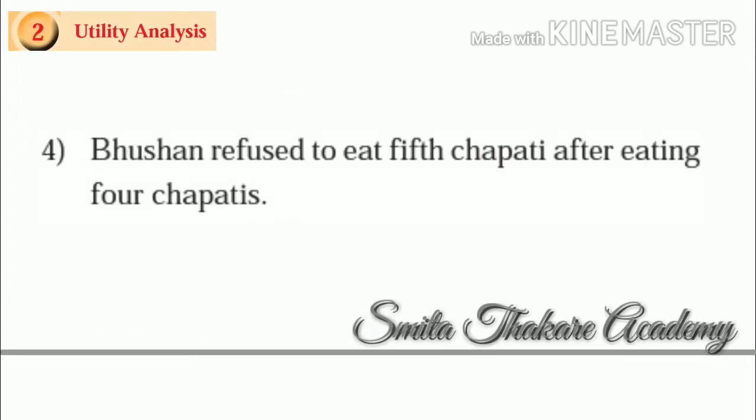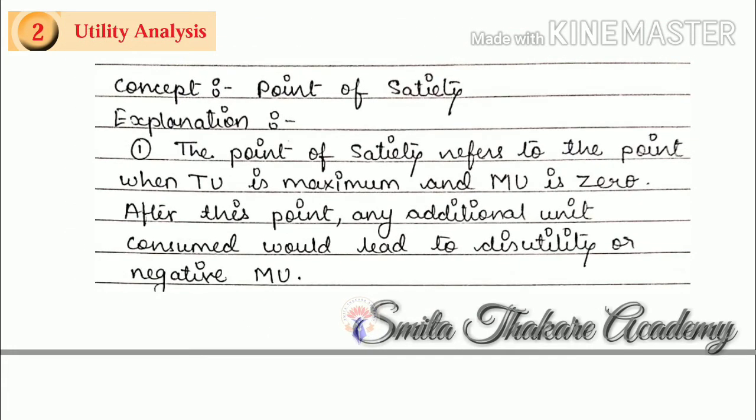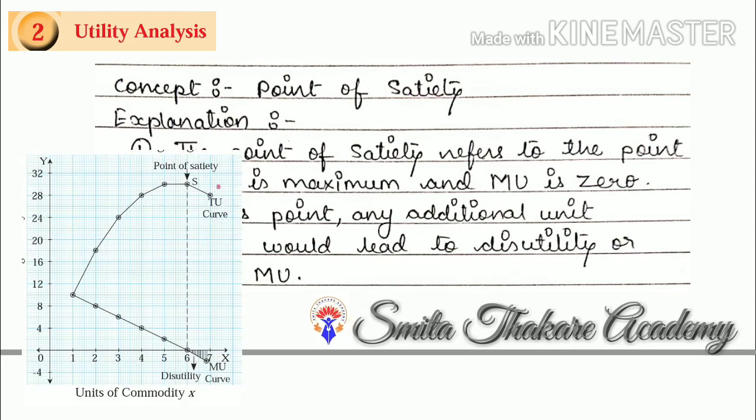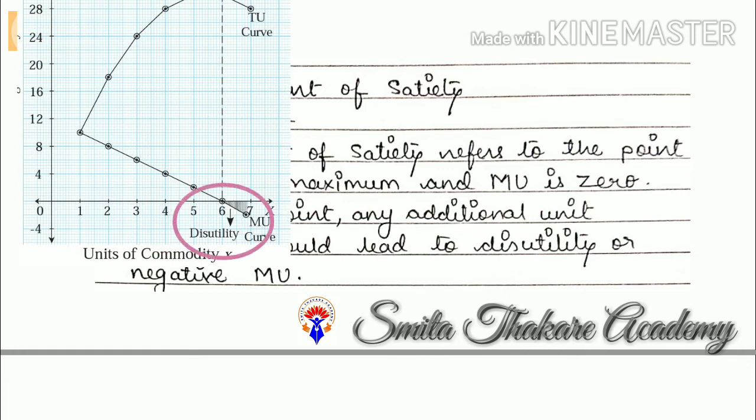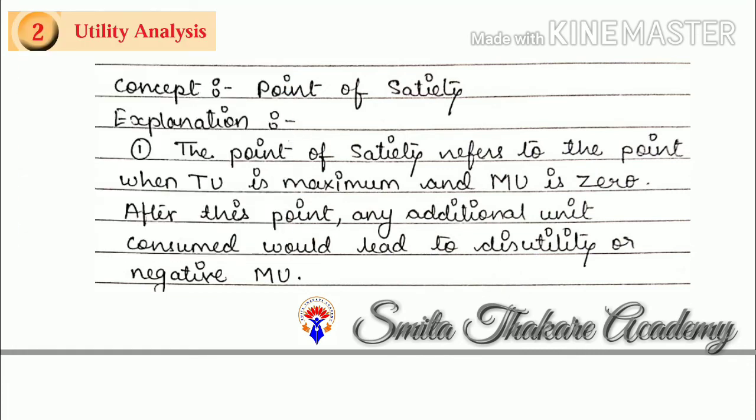Bhushan refused to eat the fifth chapati after eating 4 chapatis. Concept: point of satiety. Explanation: the point of satiety refers to the point when TU, that is total utility, is maximum and MU, marginal utility, is 0. After this point, any additional unit consumed could lead to disutility or negative marginal utility.